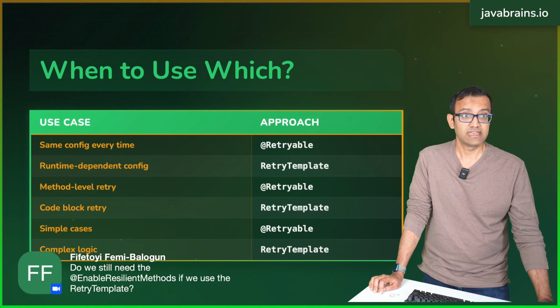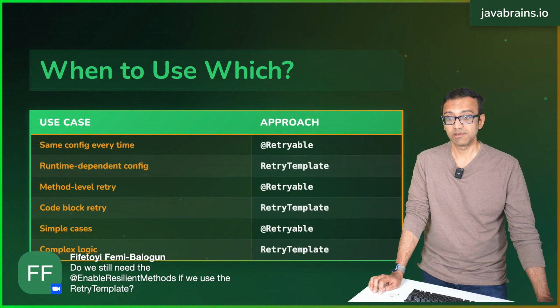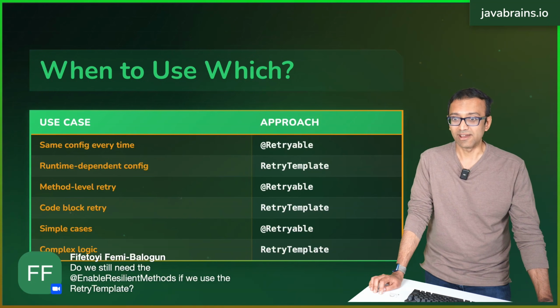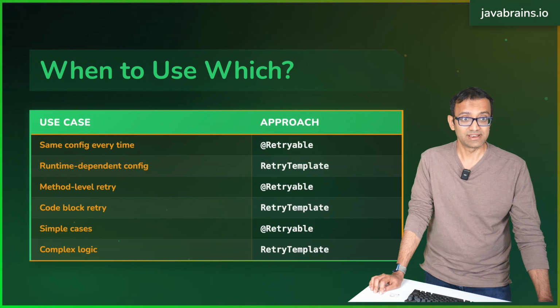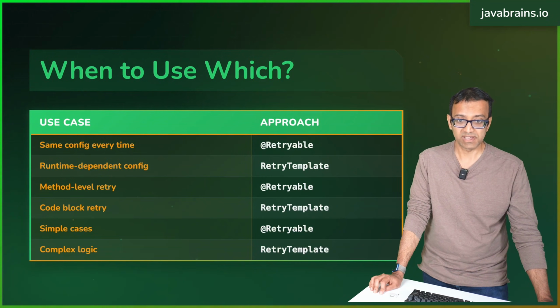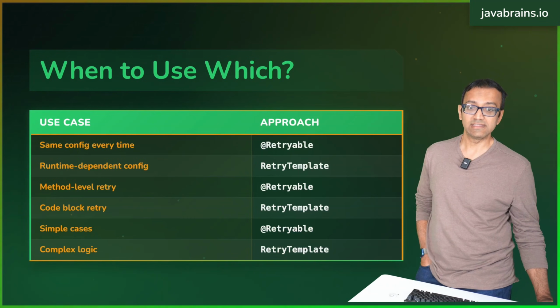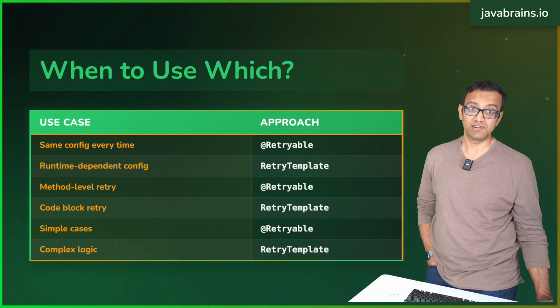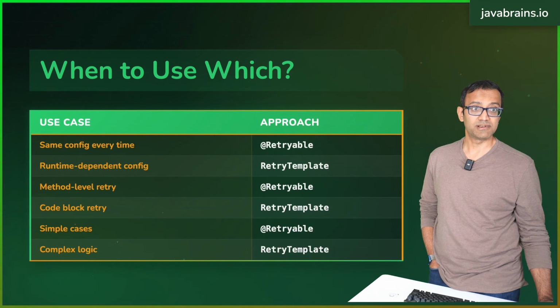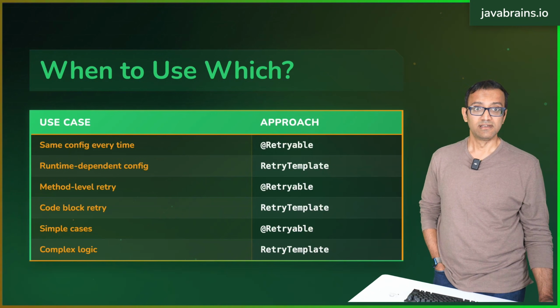Do we still need the enable resilient methods if we use a retry template? No, we don't need it. You can try it out. I think you don't need it, but I haven't tried it. You can try it out and see if you really need it. My gut feeling says no, because that's only for enabling the proxies. Retry template has the logic in the class, so it should just work without the enable resilient methods annotation.